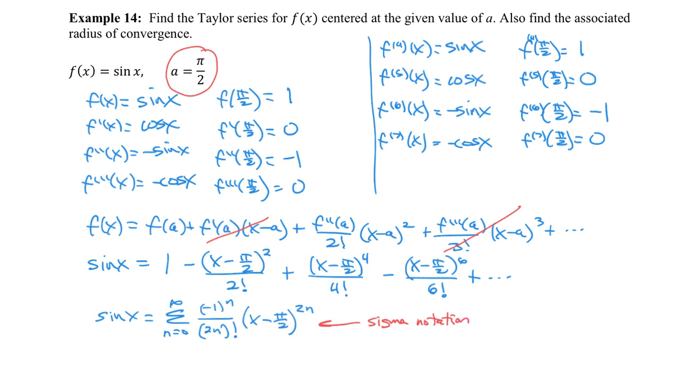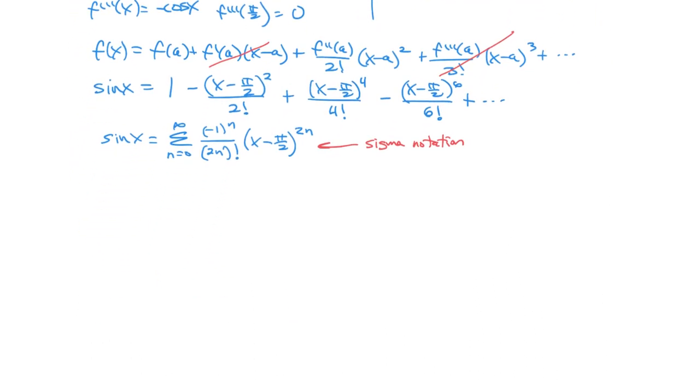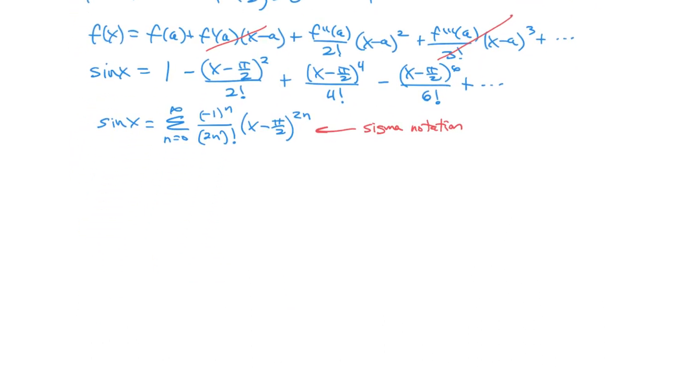And then this is just the expanded form. Okay, now they do ask us to find the associated radius of convergence. So we've got the Taylor series centered at pi over 2. And then to find the radius of convergence, we can just use the ratio test again, and we use a ratio test with our sigma notation. So let's try this out.